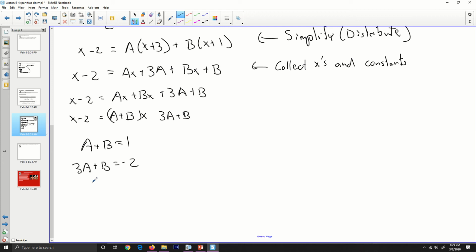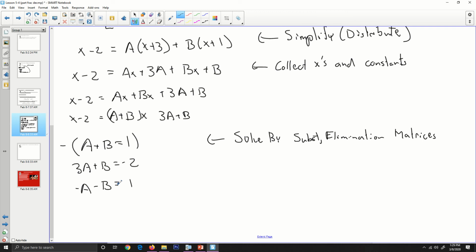All right, well, we can solve this a number of ways. We can do substitution, we can do elimination, or we can do matrices. Whichever one you like. I'm going to do elimination just to do it real quick because my b's will cancel. So I multiply this by negative 1. That gives me negative a minus b equals negative 1.